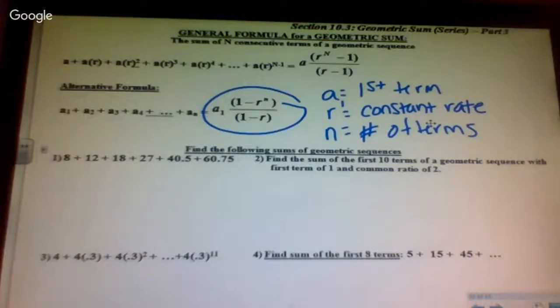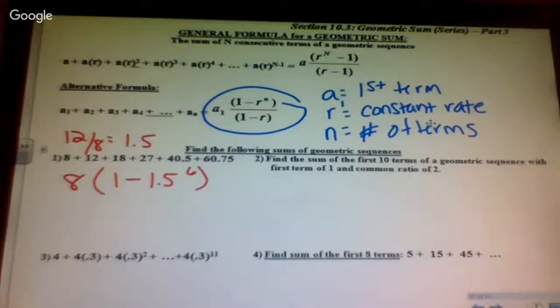So let's do this. What is my first number in number one? 8 times 1 minus. What's my constant rate? Do 12 divided by 8, and that gives me what? 1.5. So this is 1.5 raised to the what? How many terms are there? 6. 1, 2, 3, 4, 5, 6.